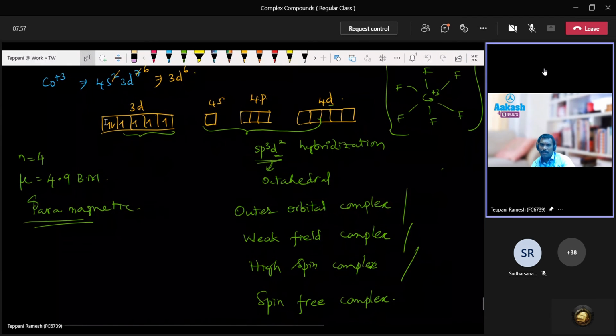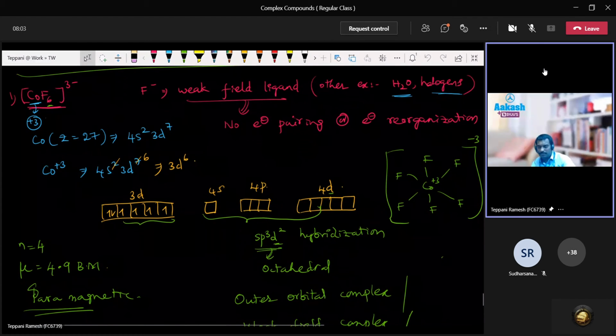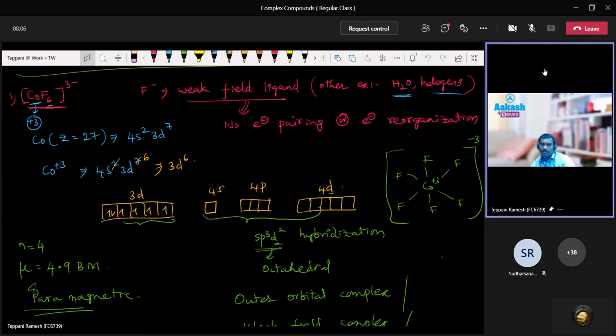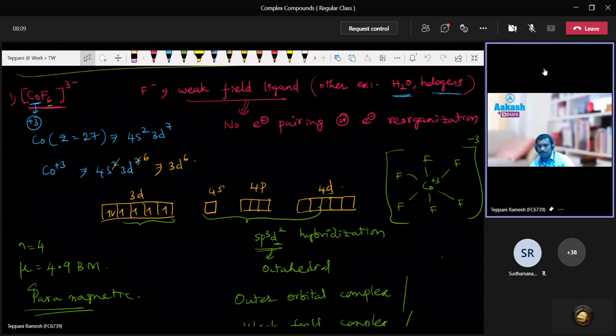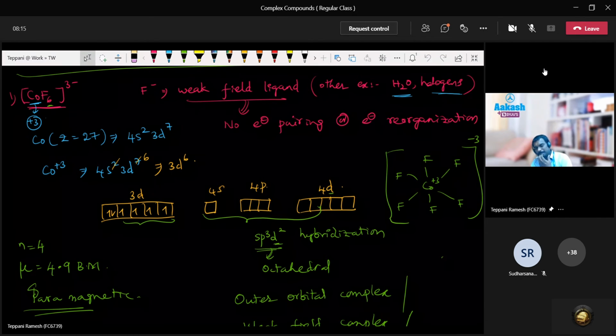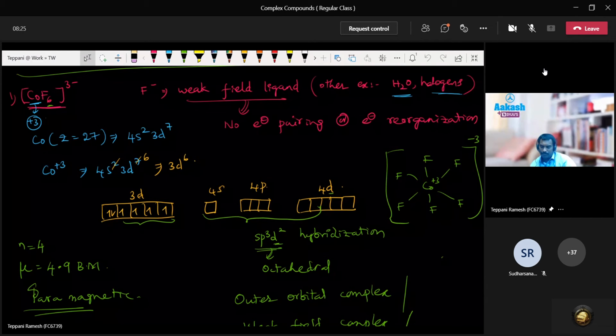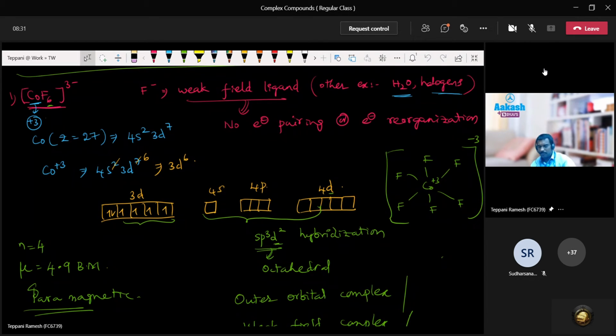While removing the electron, you have to remove the electron from the outermost shell. Write this. Completed means tell me.